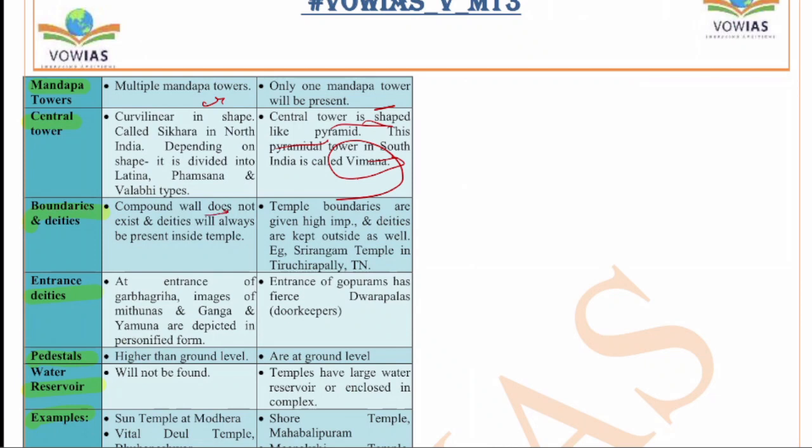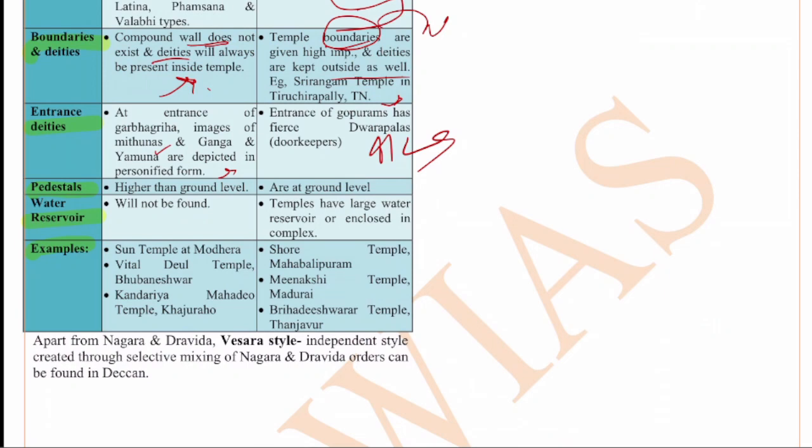In Nagara, the compound wall does not exist and deities will always be present inside the temple. Whereas in Dravida, temple boundaries are given very high importance and the deities are kept outside as well. Example, the Sriranga temple in Tiruchirappalli. Next, at the entrance of the Garbhagriha, the images of Mithunas, Ganga and Yamuna are placed in the Nagara style. Whereas in Dravida style, the entrance of the Gopurams has fierce Dwarpalakas, which are nothing but the doorkeepers. Okay. And in the Nagara, the pedestal is higher than ground level, whereas in Dravida, the pedestal is at ground level.